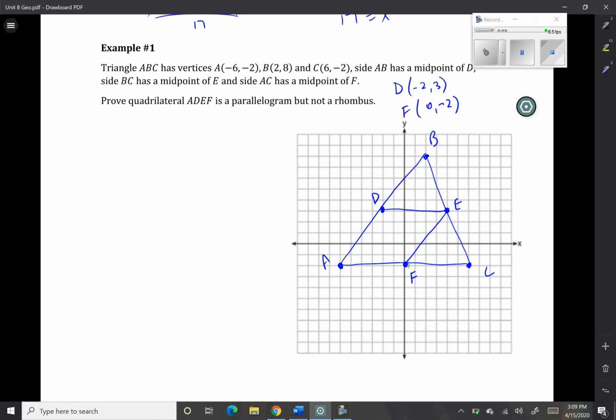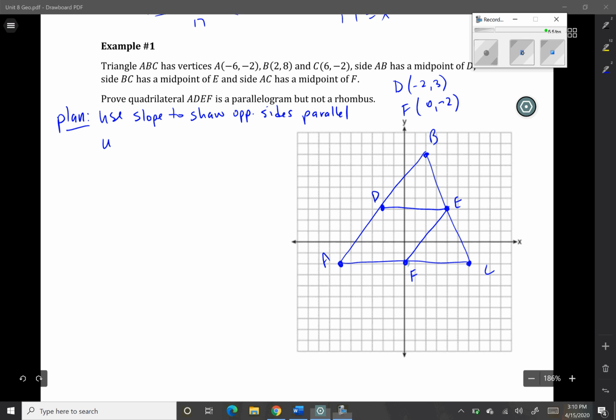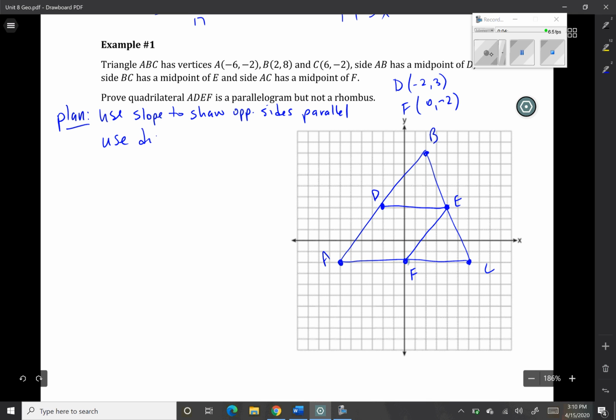but not a rhombus. So let's first come up with a plan for parallelogram. So my plan for parallelogram is use slope to show opposite sides are parallel. Now to prove it's not a rhombus, we just have to show that the sides are not the same length. So then I'll use distance to show all sides not congruent.